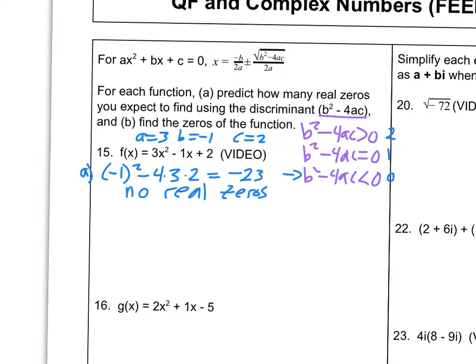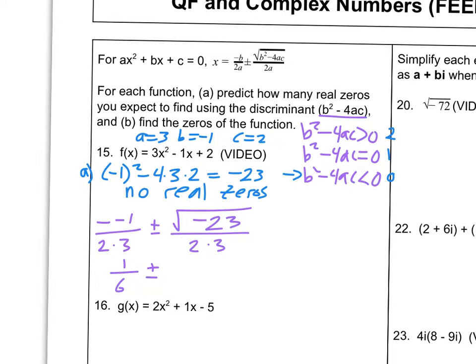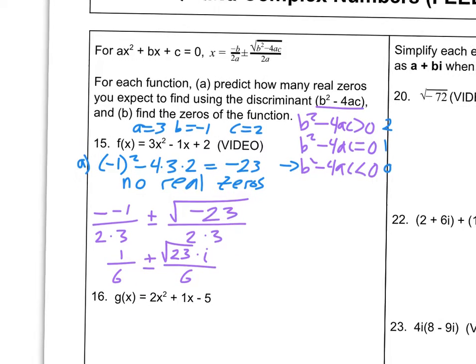Okay, when we do this out, we've got negative 1 over 2 times 3, plus or minus the square root of negative 23 over 2 times 3. I'd like you to write this as 1 over 6, plus or minus the square root of negative 23. We're going to rewrite as the square root of 23 times i. I'd like you to pull that i out, and that's also over 6. You do not have to go any further with this.